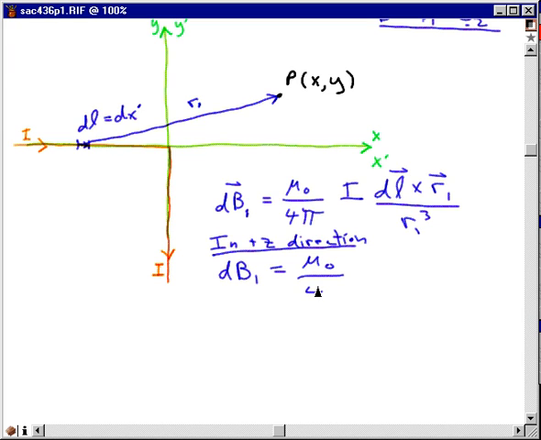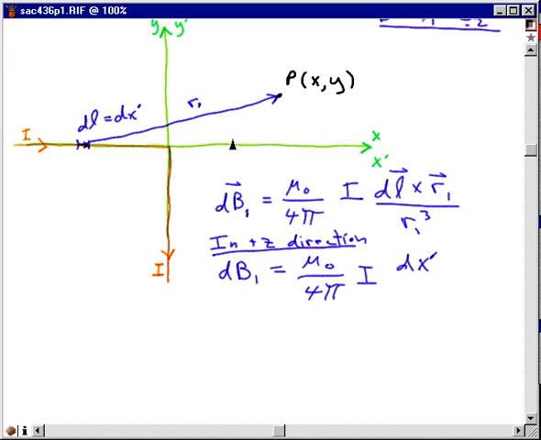Mu 0 over 4 pi times I times dx prime. And I want dl, which is in the positive x prime direction, crossed into R1, which is in this direction. And if you remember what that means, the cross product means you can take one vector times the component of the other vector which is perpendicular to the first vector. Well, the first vector in this case is dl, and it lies in the x prime direction.